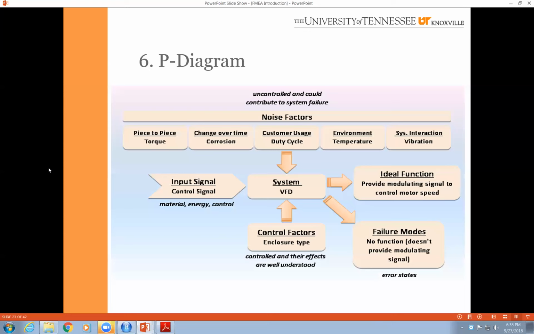What kind of environments: temperature, humidity, salty environments? You go to Florida, you do testing for salt fog testing, and so on. And then system interactions, something working with something else, could be a vibration, could be something like that as well. So a lot of different factors that could definitely affect your product, and start thinking about all this homework before you do your failure mode analysis.